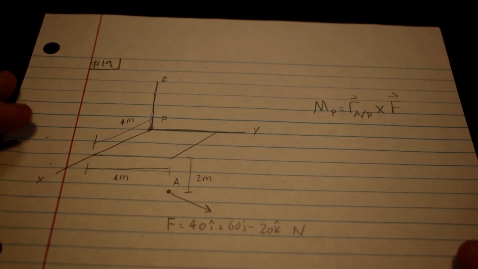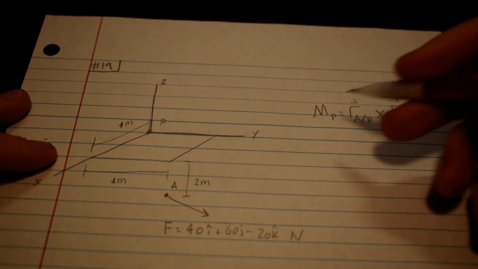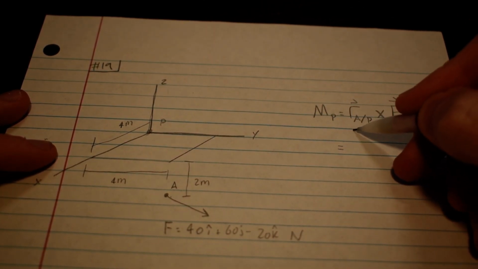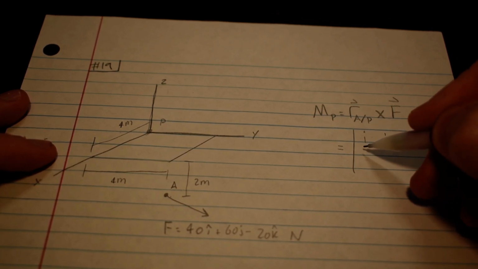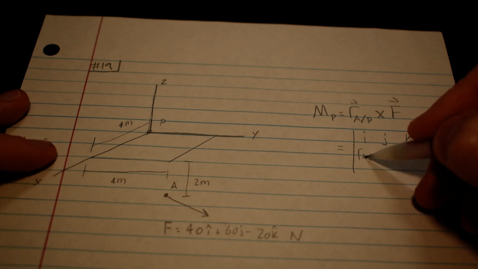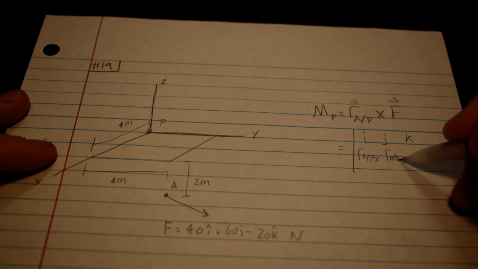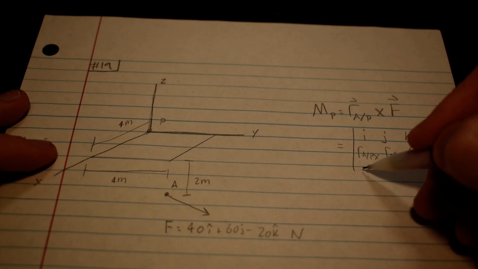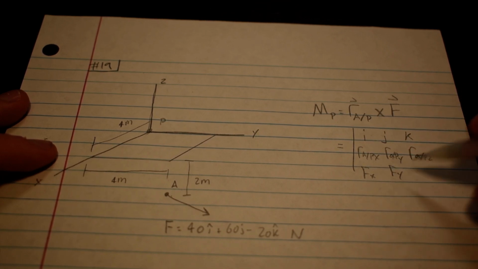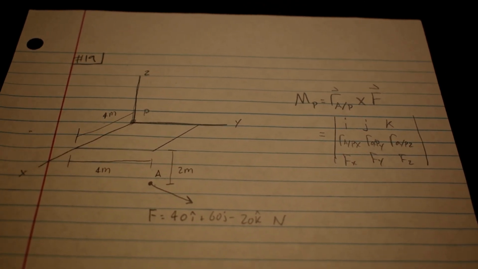And when we take the cross product, we remember that we get a vector back. In terms of a determinant, we can also write this as the determinant of this matrix: i, j, k; r_AP x, r_AP y, r_AP z; F x, F y, F z. And it's the determinant of that matrix.